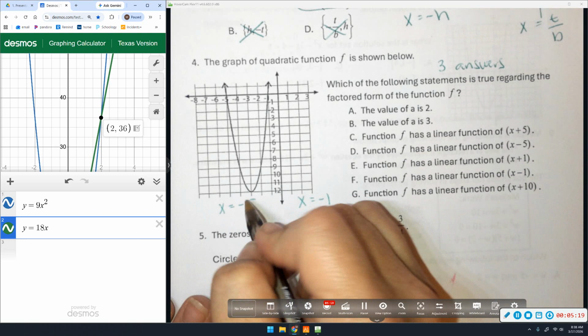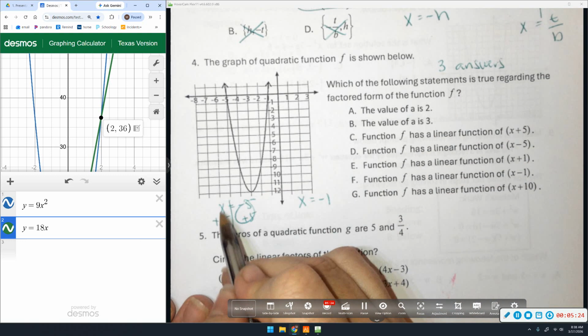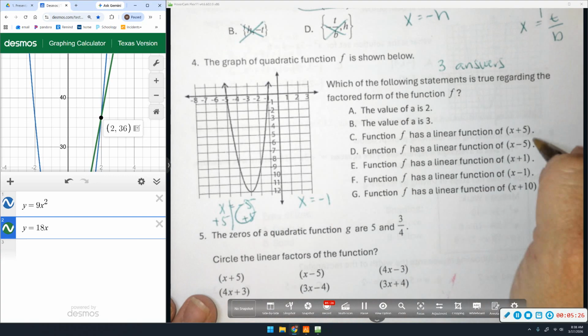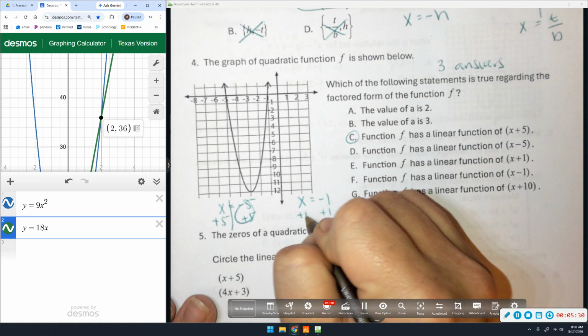So how do I move a -5? Plus 5. So that means one of my factors is x plus 5 because it's equal to 0 now. Here I could do plus 1, plus 1.